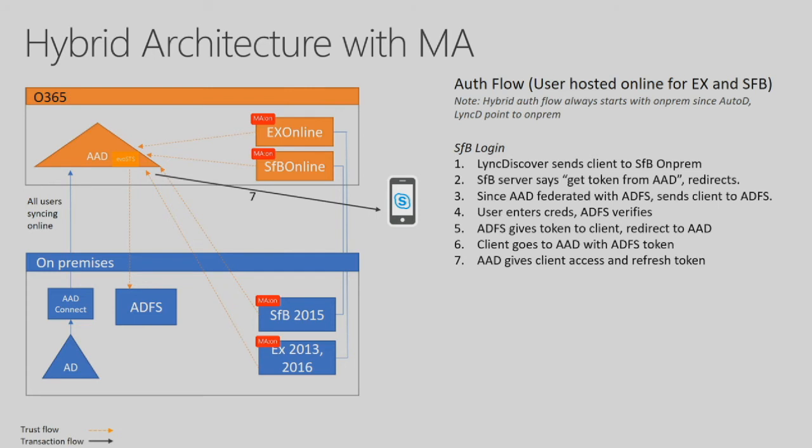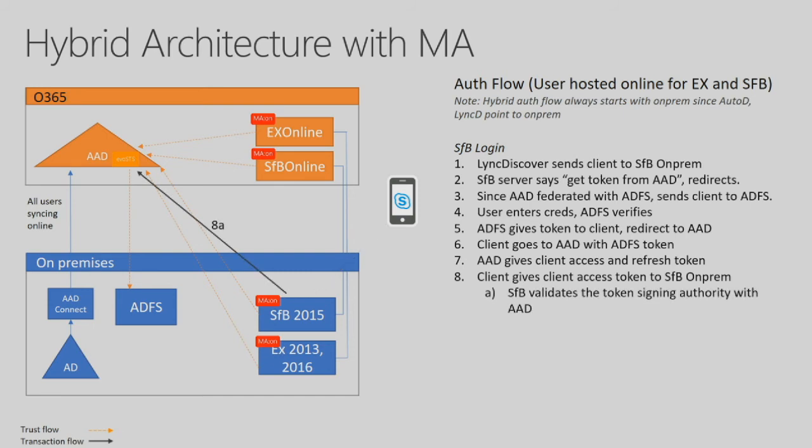Okay, so they provide 2 tokens to the client, a client access token and a refresh token. Now at this point, the client can go back to where they started, which was SFB on-prem, say, here are the tokens that you asked for, and on-prem will validate the token signing authority.